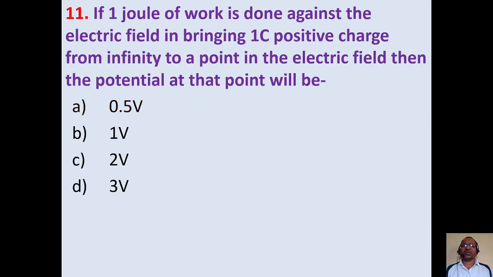If 1 joule of work is done against the electric field in bringing 1 coulomb positive charge from infinity to a point in the electric field, then the potential at that point will be. Again, this is the definition for 1 volt. So option B is correct.